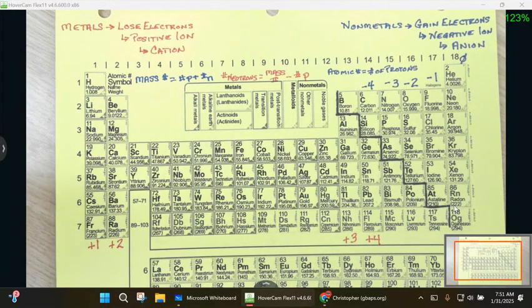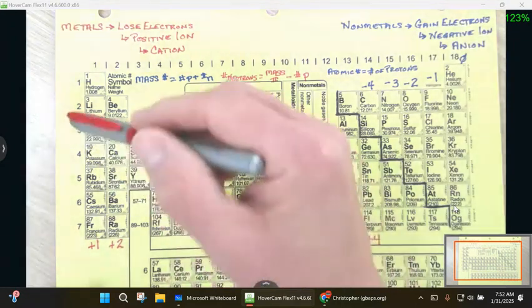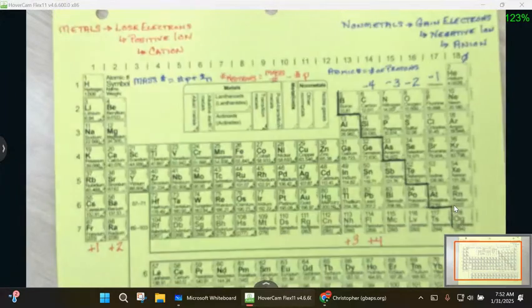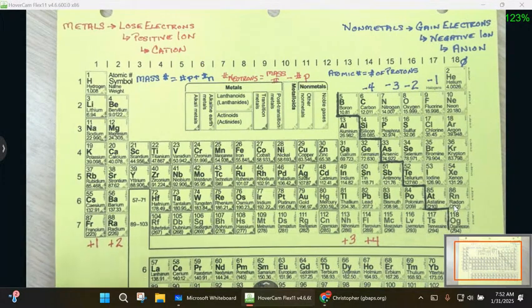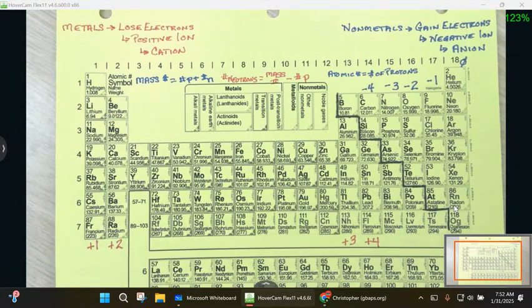Metals will lose electrons. When you lose electrons, you become a positive ion. Another term for that is a cation. Nonmetals will gain electrons. When you gain electrons, you become a negative ion, and you are what is called an anion. We went even further then, and we said that all of the metals in group number 1, ladies and gentlemen, are a +1 ion. They all do exactly the same thing. They all have one valence electron. They all lose that one valence electron. They all become a +1 ion.